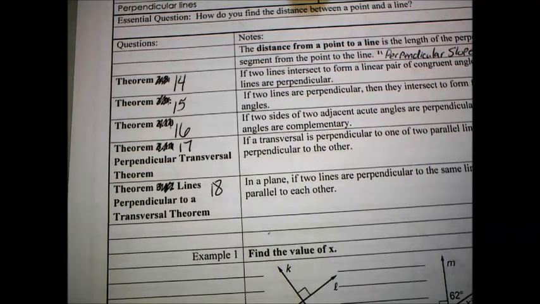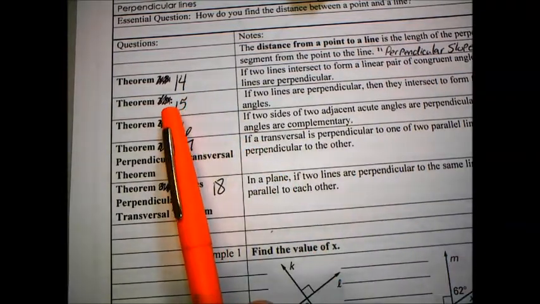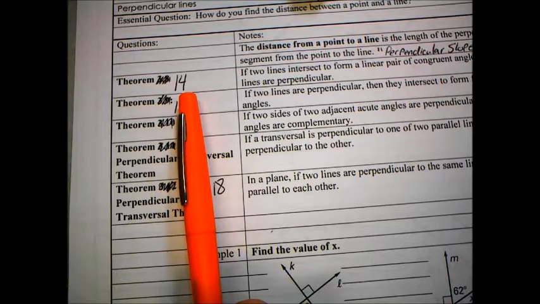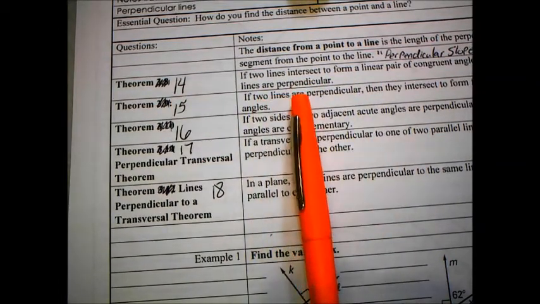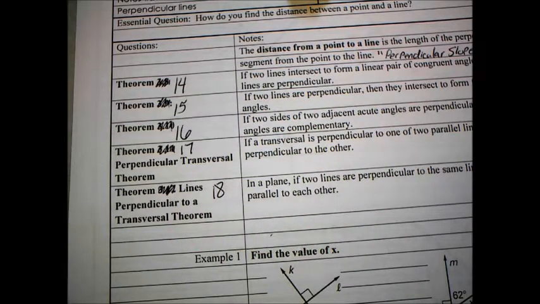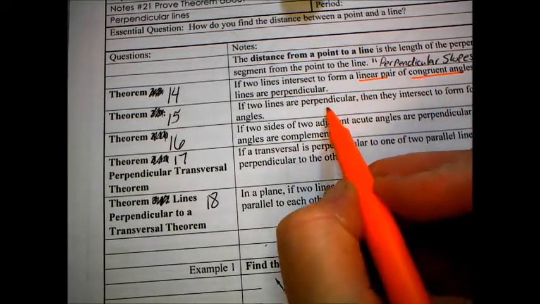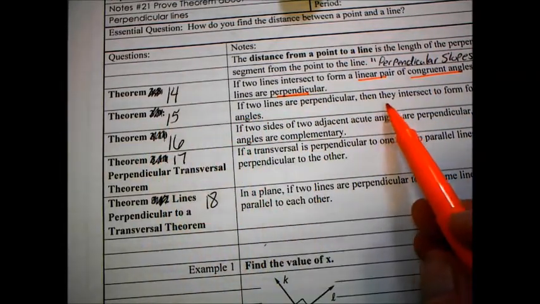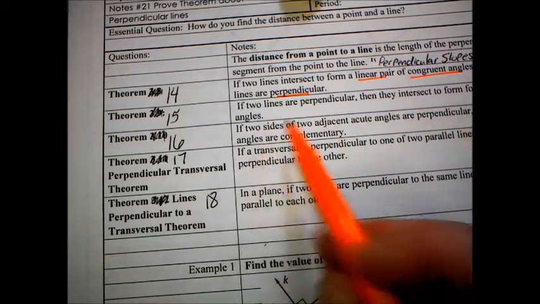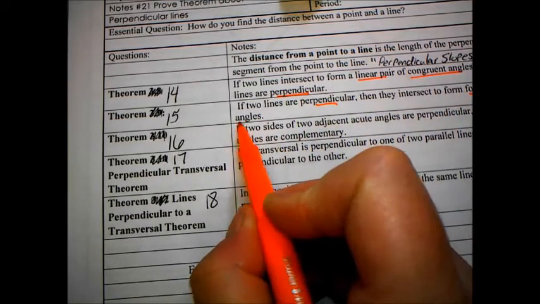Okay, I just changed your theorems so that you have the actual numbers that are following in your notes, so you need to change that because I already printed your notes. So theorem 14, it says if two lines intersect to form a linear pair of congruent angles, then the lines are perpendicular. So if you have a linear pair and the angles are congruent, that makes them perpendicular. On theorem 15, if two lines are perpendicular, then their intersections form four right angles. So if they are perpendicular lines, then they have four right angles.